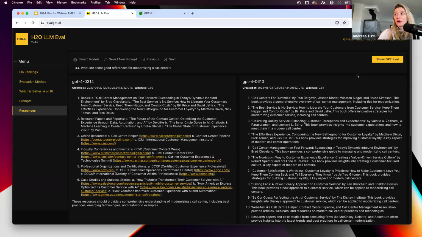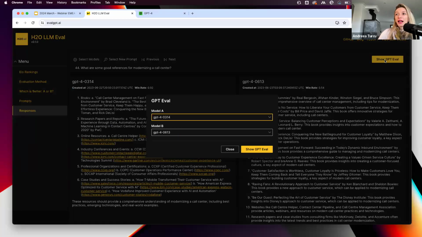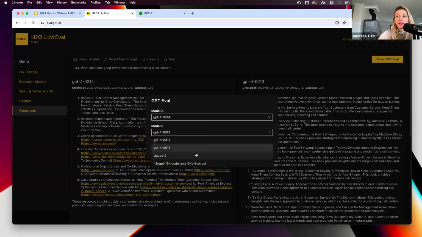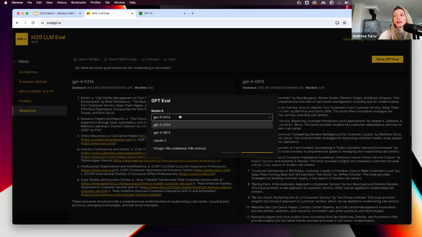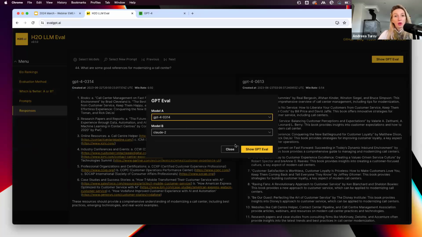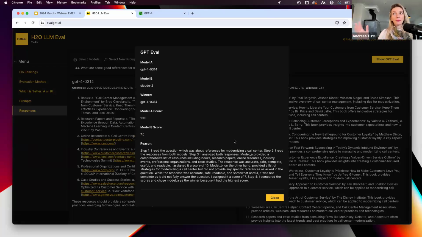What I can do right now is to click on Show GPT Eval. And here, if I click on this button, I have the possibility to select the Claude model and this first model that I wanted to select initially, and click on the Show GPT Eval. So when I click on this, what happens is that you have a new pop-up message appearing, giving you the 2 models that you selected, the winner model based on the score performance. So I see that model A actually has a score of 10 in comparison to model B that has a score of 7.